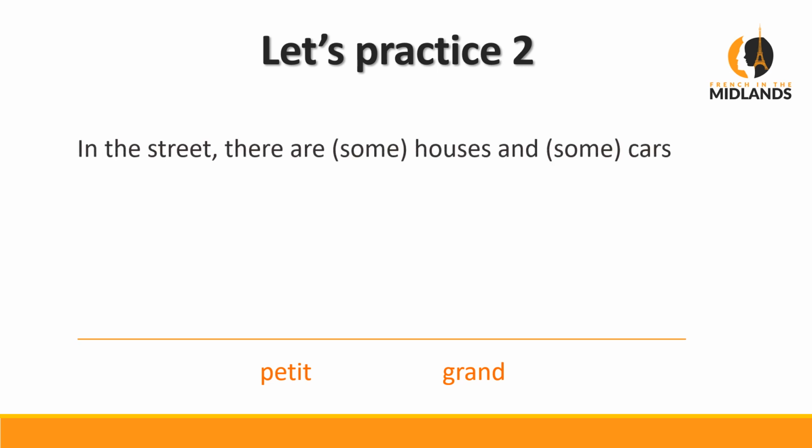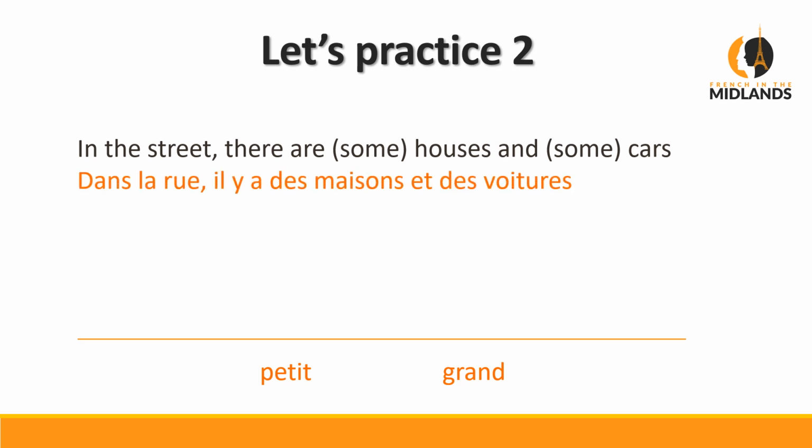In the street, there are some houses and some cars. Dans la rue, il y a des maisons et des voitures. As we've said before, the some is not needed in English, but it is in French.